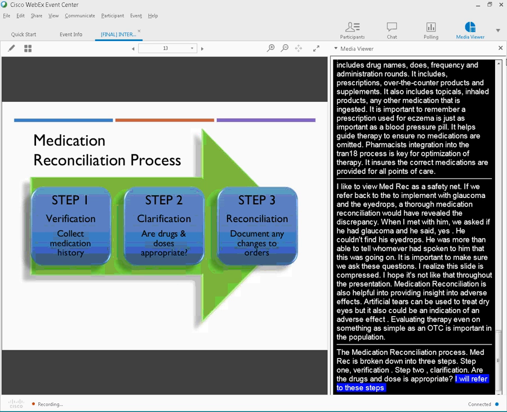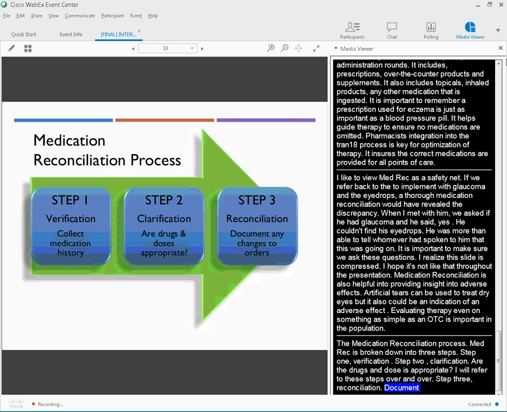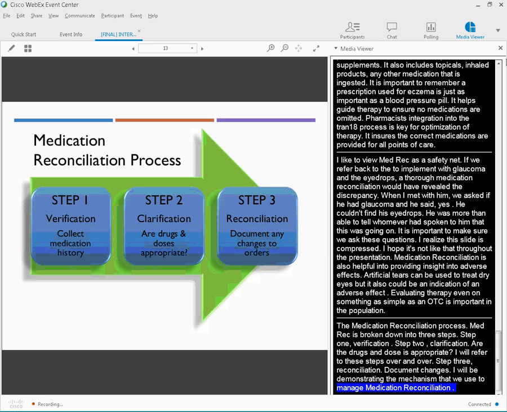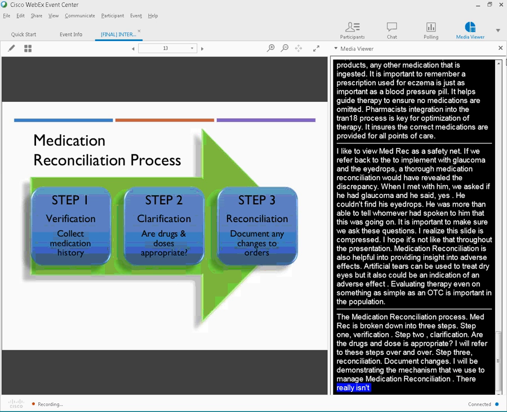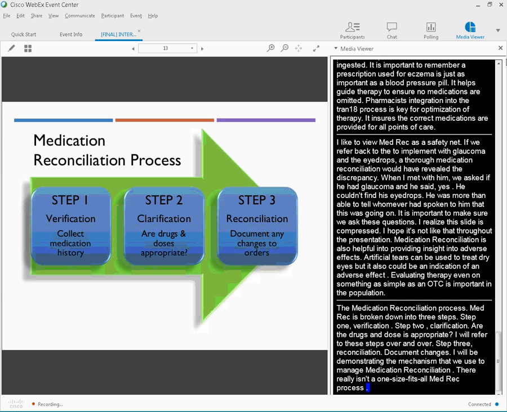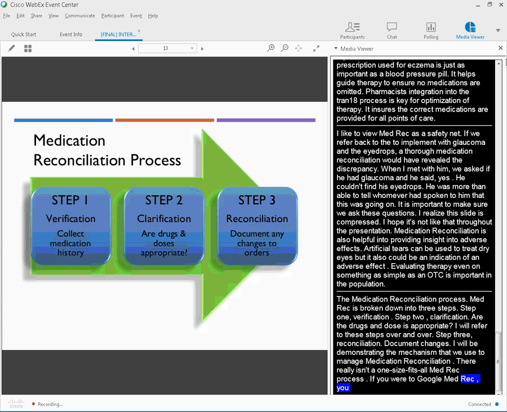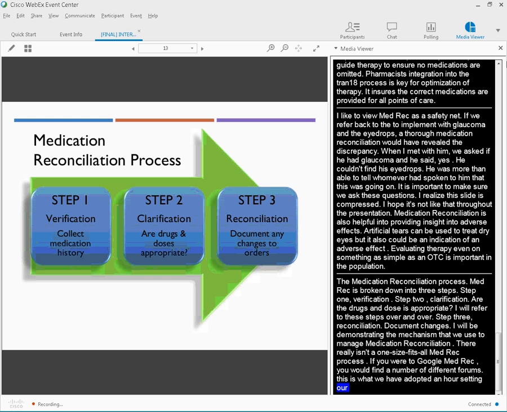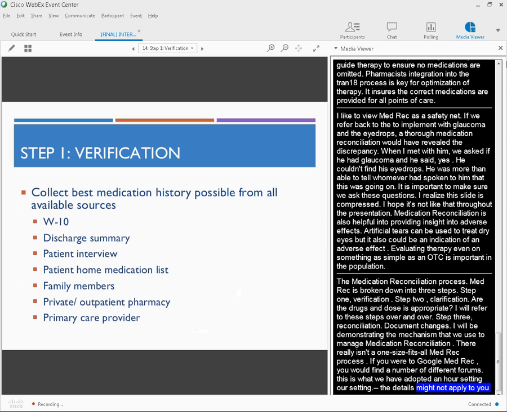Now, I'd like to point out that from this point on in the presentation, I'm going to be demonstrating the mechanism that we at my practice site use to manage medication reconciliation. At this time, there really isn't a one-size-fits-all MedRec process. I know that there are hopes that it will be developed, but at this time, there really isn't. If we were to Google MedRec on the internet or any search engine, you would find a number of different forms. Interact does have a medication reconciliation form, but this is what we have adopted to make it work in our particular setting, and it works with our resources. So the details may not apply specifically to your site. However, I do hope that you're able to take the opportunity to consider the information and then how to apply it to your care setting and devise your best approach to introducing the MedRec process.